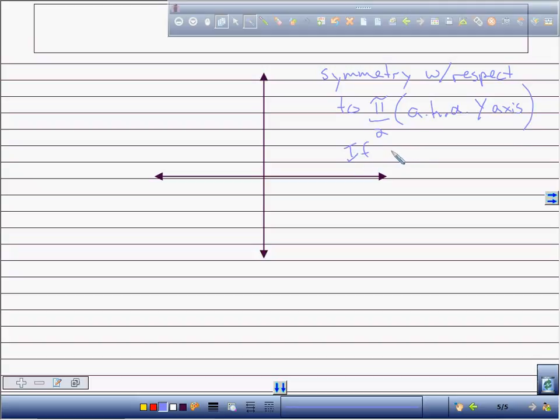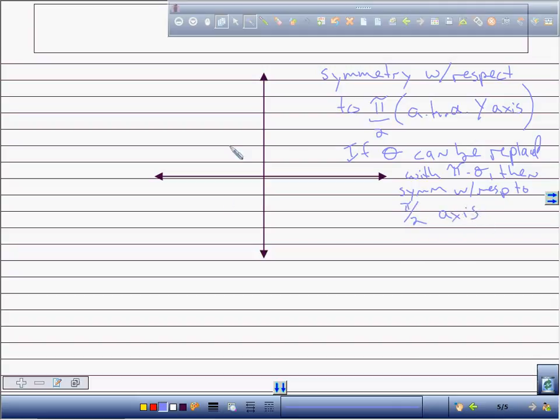If theta can be replaced with, is it theta minus pi or pi minus theta? With pi minus theta, and the function doesn't change, then it has symmetry with respect to the pi over 2 axis.